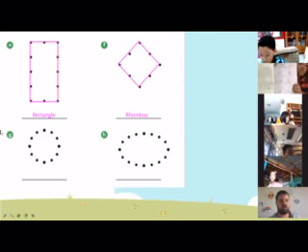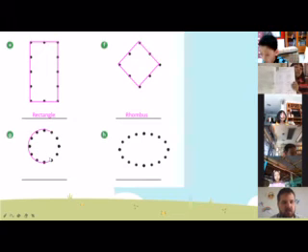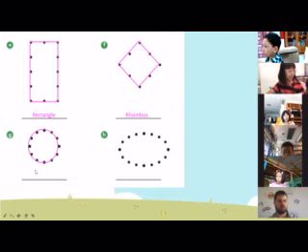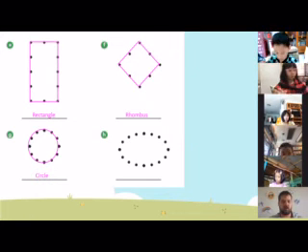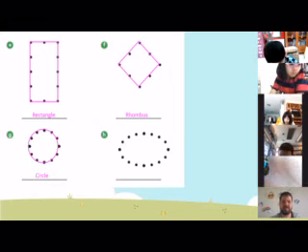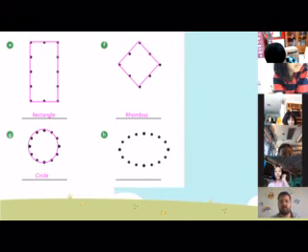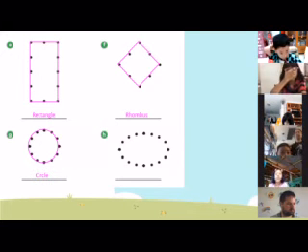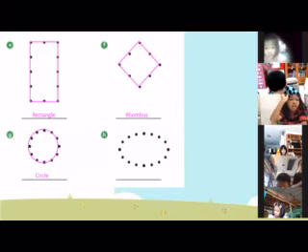Okay, let's do G quickly. G is nice and easy. G is a circle. So let's write circle. Circle is C-I-R-C-L-E. Circle. Nice and easy. Okay, very good.